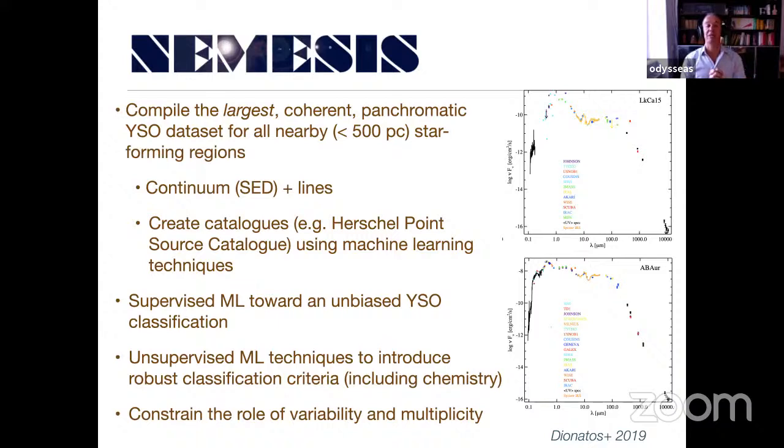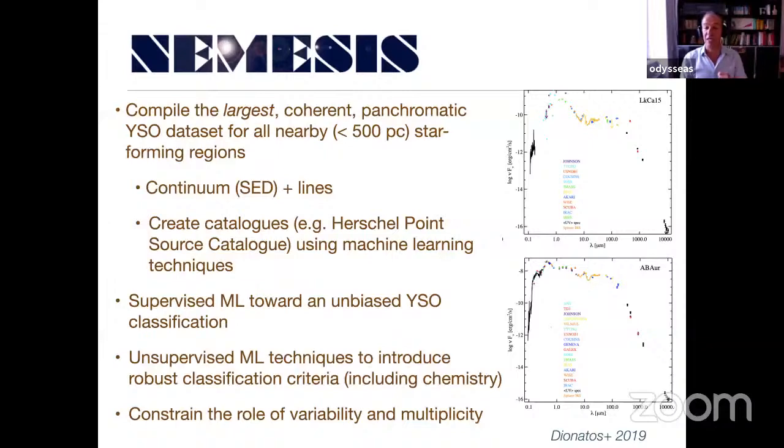So what is NEMESIS all about in this context? Well, the basic idea of NEMESIS is, for the first time in 25 years since this classification scheme was fossilized, to review it and try to understand whether we can do better. So what we aim is to combine all this rich information we have from space missions and ground-based missions into the largest coherent and panchromatic data set of all nearby star-forming regions. By combining this information, we would like to analyze it in an unbiased way, so that we try to remove our individual biases of how these objects may evolve. And to this end, we plan to use machine learning techniques.